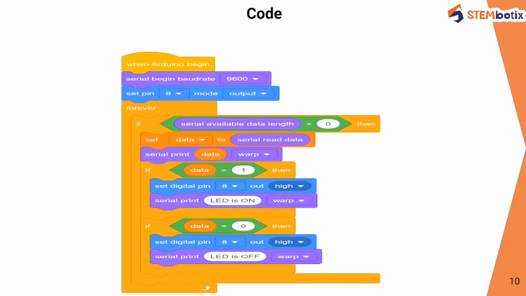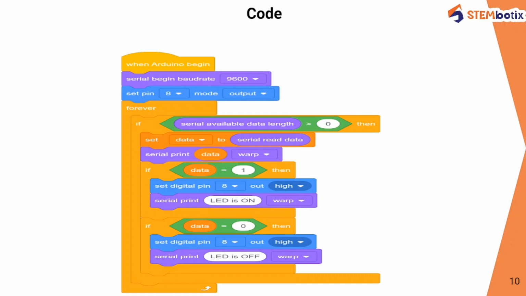Here we are setting our baud rate to 9600. It means 9600 bits are transmitted, or communicated, between those two devices, which are the computer and the microcontroller board. So 9600 bits are transmitted per second in this communication method. Then the next block is setting digital pin 8 to the mode output. And now we can write the forever loop, our loop function.